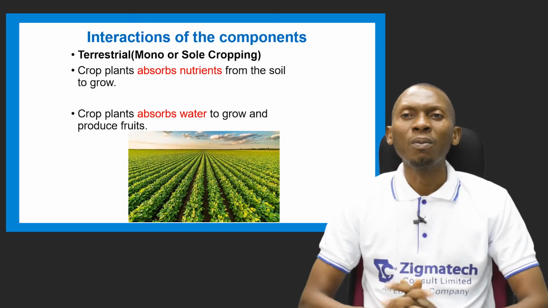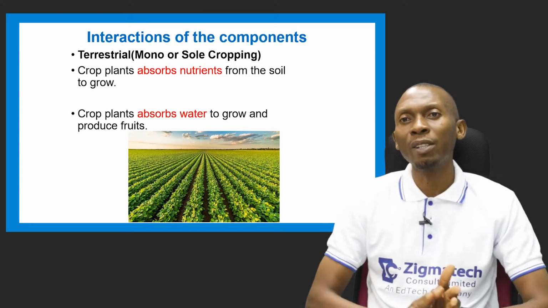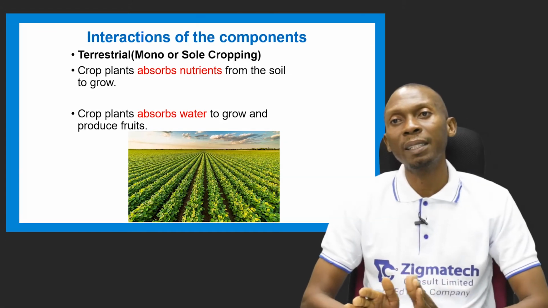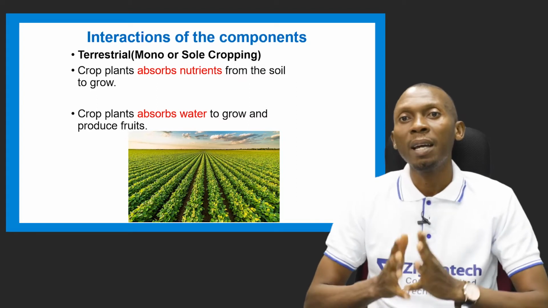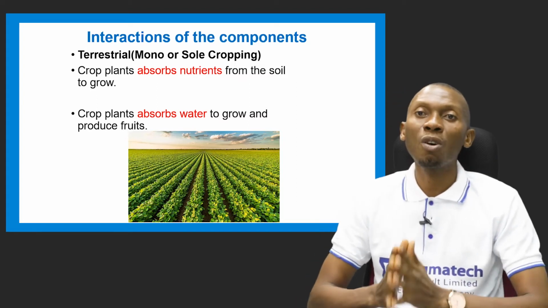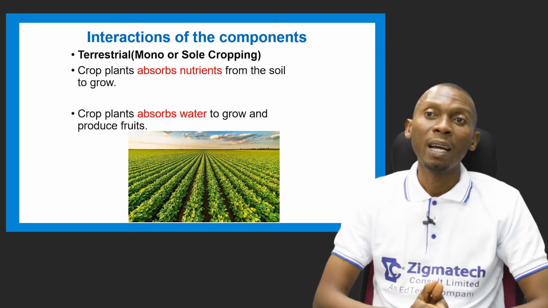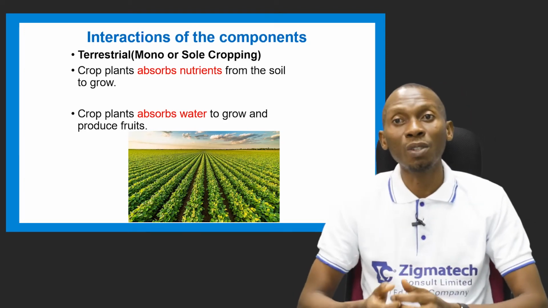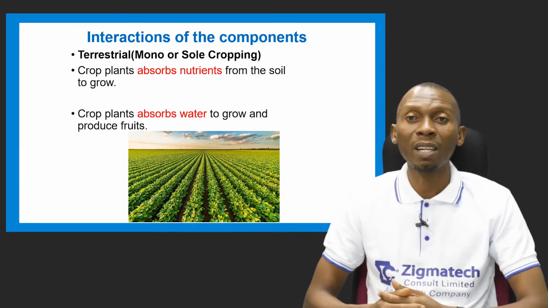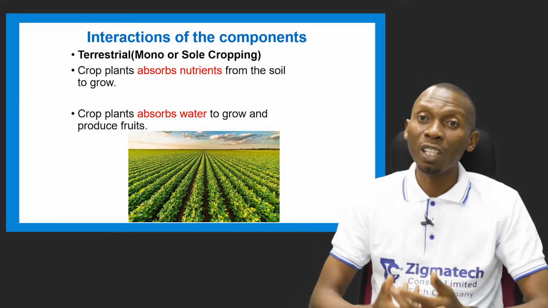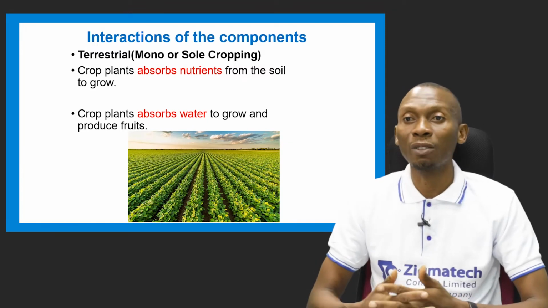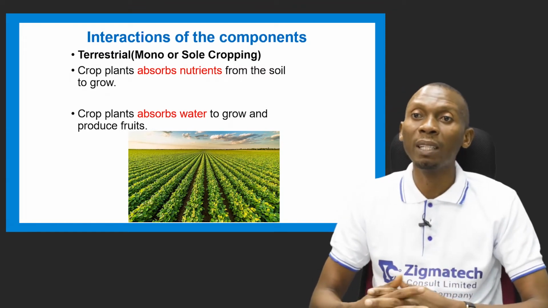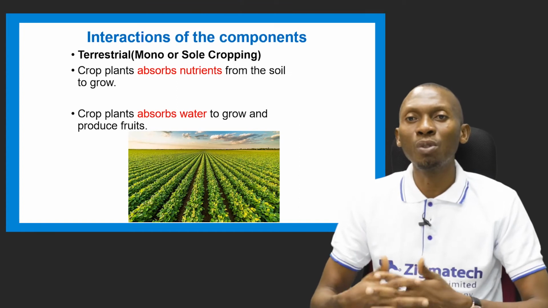Now, what is the relationship or the interaction between the biotic, which is the living component, and the abiotic component in an ecosystem concerning mono or sole cropping? Here we can see that the crop plants, which are the living component, absorb nutrients from the soil, which is the non-living component. That's an interaction. The crop plants, also a living component, absorb water, which is an abiotic component, to grow and produce fruits.